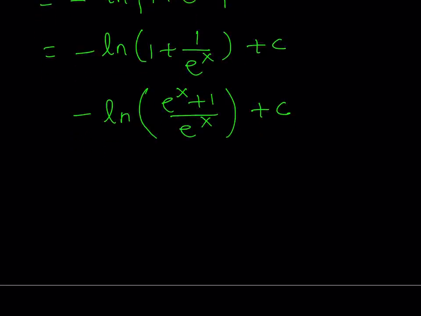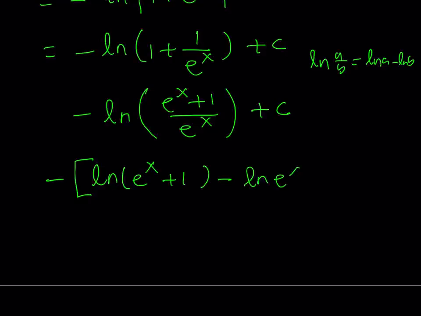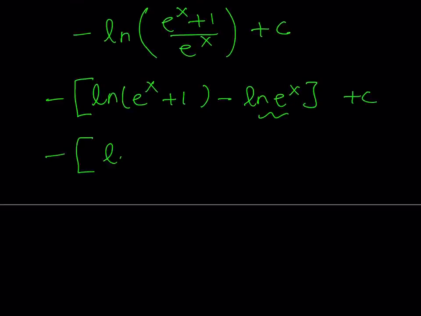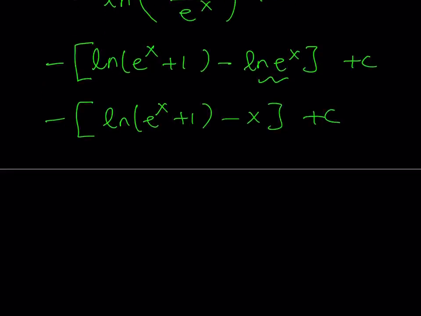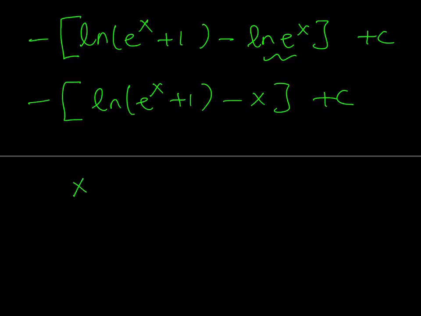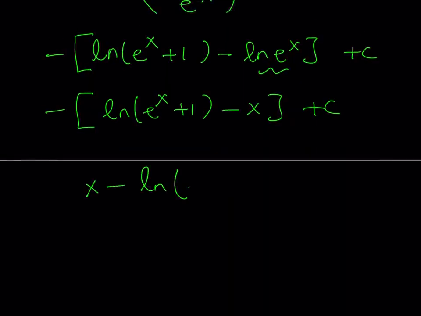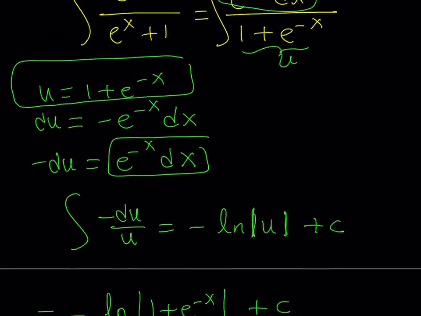And now we have a quotient, and with the quotient rule, remember, if you have ln a over b, you can write it as ln a minus ln b. So let's go ahead and do that here with the negative sign in the front, because that comes from the integral or the original expression. We get ln e to the power x plus 1 minus ln e to the power x. As you know, this part is equal to x, so this gives us negative of ln e to the power x plus 1 minus x plus c. If you negate everything inside the parentheses or brackets, we get x minus ln e to the power x plus 1 plus c. And this, let's go ahead and compare those two solutions now.